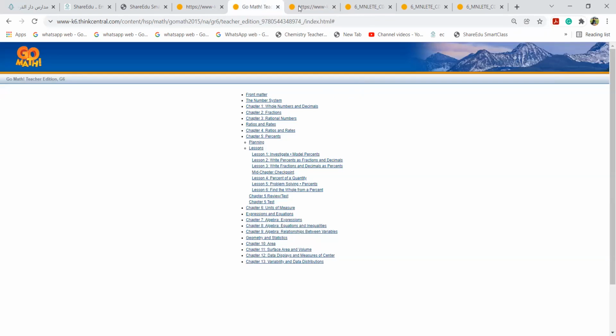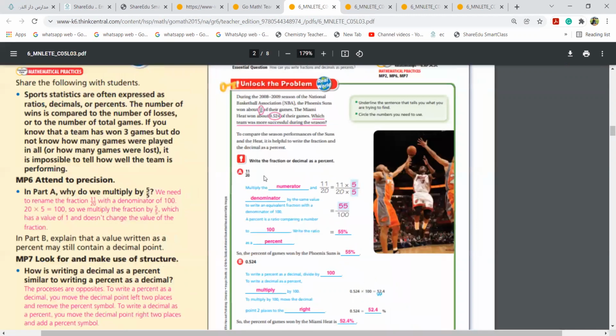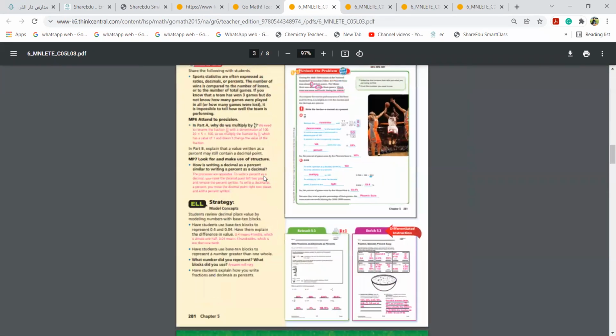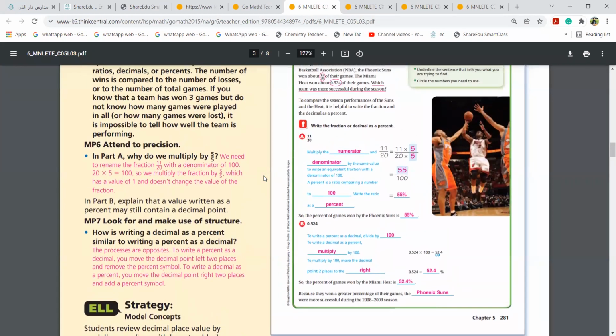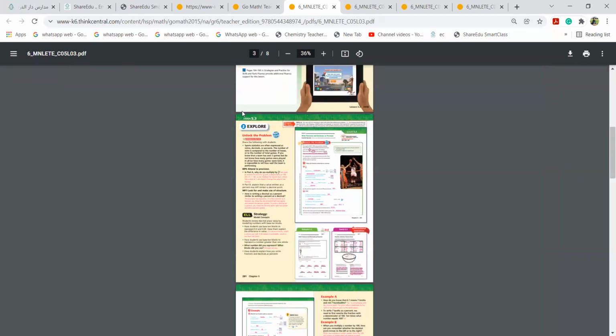Girls, turn to lesson number 5.3. Everyone, turn to page 281. Girls, turn to page 281.